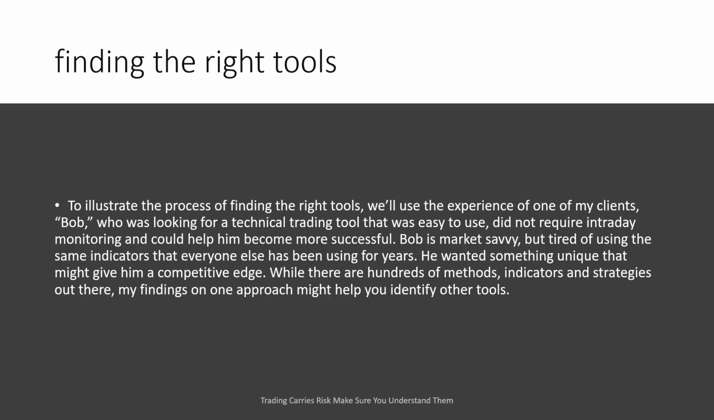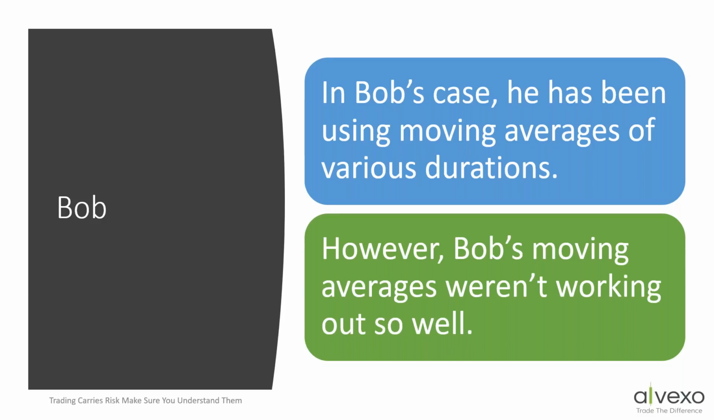Now, Bob is market savvy, but tired of using the same indicators that everyone else has been using for years. He wanted something unique that might give him a competitive edge. While there are hundreds of methods, indicators, and strategies out there, my finding on one approach might help you identify other tools. So in Bob's case, he's been using moving averages of various durations. However, Bob's moving averages weren't working out so well.